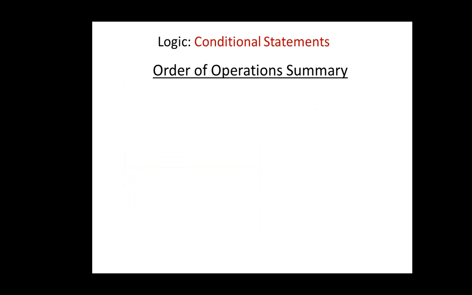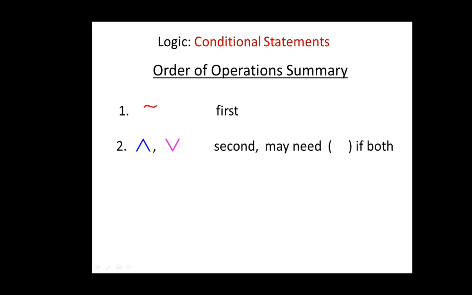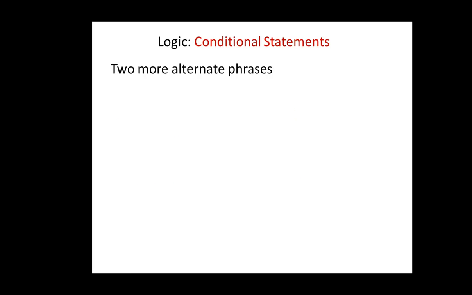Now let's talk about order of operations. We have our negation, which is first, the and or are second, and then last are the conditionals, which would be either the simple conditional or the biconditional. Two more phrases here.